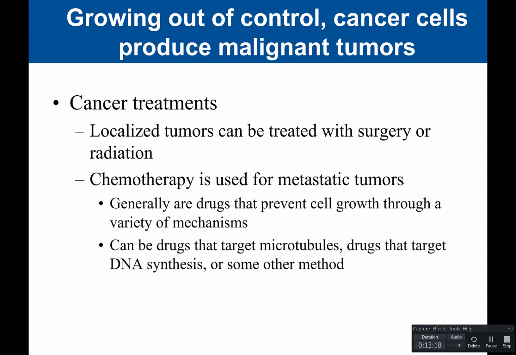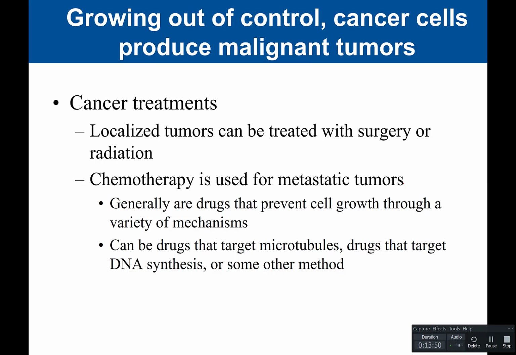In terms of cancer treatments, localized tumors that are in a particular region can be treated with surgery or radiation, right? Because we can either remove the tumor, depending on where it is, or use radiation that targets that particular area. For tumors that are metastatic, meaning they've metastasized or moved to other locations, generally this would be drugs that prevent cell growth through a variety of mechanisms.